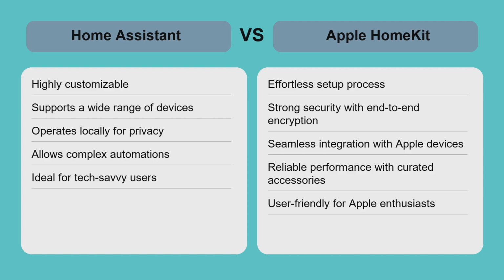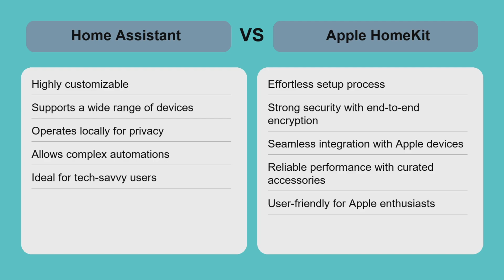Home Assistant excels in customization, supporting a vast array of devices and complex automations, perfect for users who want to tinker and optimize their smart homes. Apple HomeKit shines in simplicity and security, ideal for users who prefer a hassle-free experience tightly integrated with their Apple devices. The trade-off is between flexibility and ease of use.